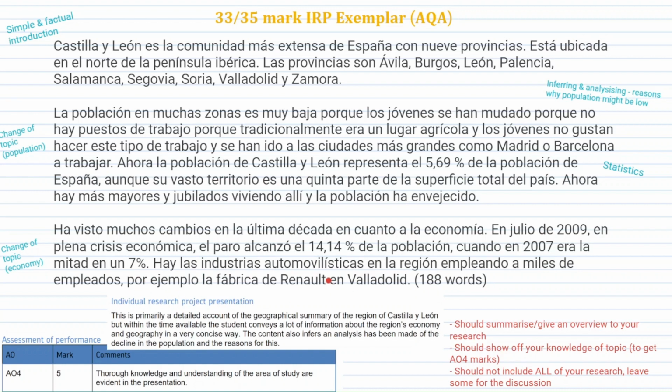For example, la fábrica de Renault en Valladolid. The student is actually cut off by the teacher here, but they end their presentation talking about the economy in a successful way, giving more dates and statistics.